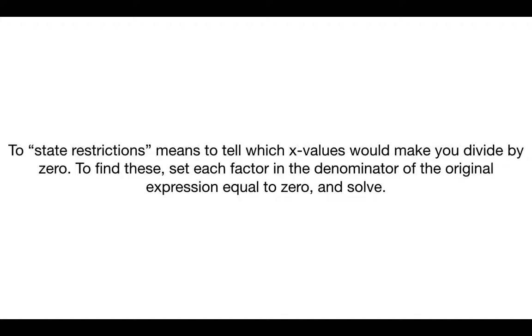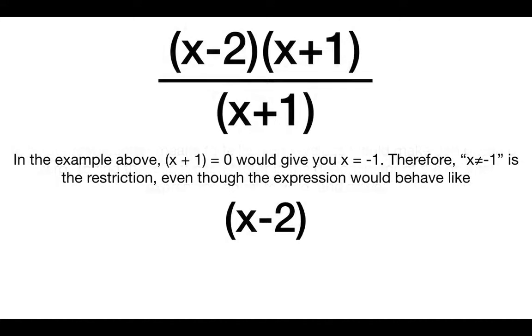To state restrictions means that we tell which x values would make you divide by 0. Because remember, we cannot divide by 0, so those are restrictions on our possible answers. To find these, we set each factor in the denominator of the original expression equal to 0 and solve. If we go with the example up here on top, even though, as we just pointed out, the x plus 1 would cancel out, in the original expression there was still an x plus 1 in the bottom. x plus 1 equals 0 would give you x equals negative 1. Therefore, x can't be negative 1 is the restriction, even though the simplified expression would just behave like a linear factor where negative 1 would work just fine.